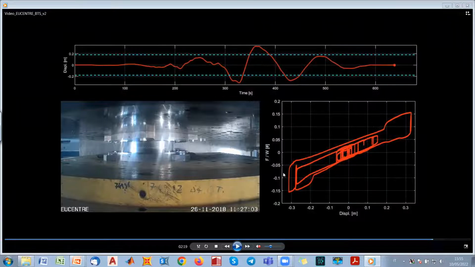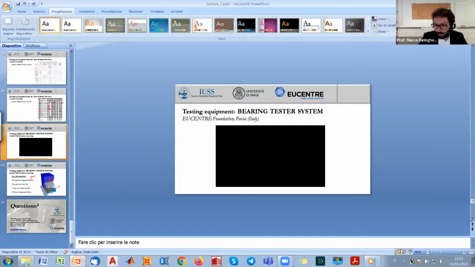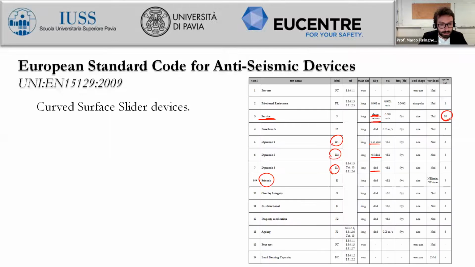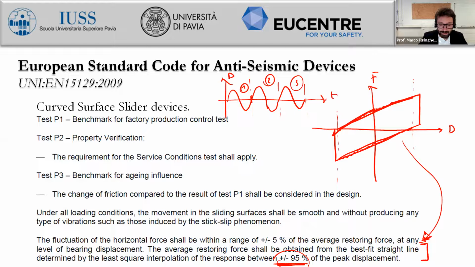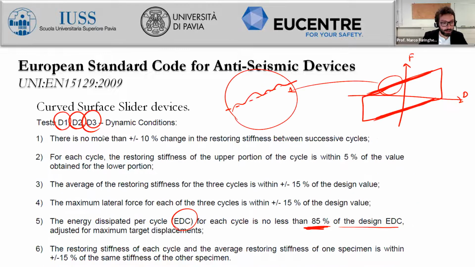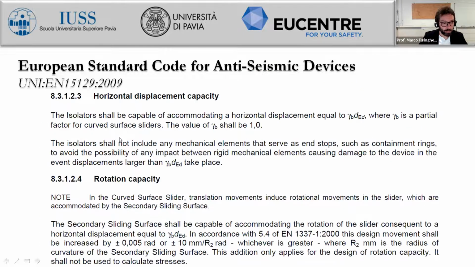Very interesting, thank you. And one more thing, in these devices, do they have like a kind of retaining rim or something that won't allow the... Well, I think that there was, I don't remember if there was a sentence here in this presentation, but I can assure that there is in the standard code. Okay, this is in the horizontal displacement capacity.